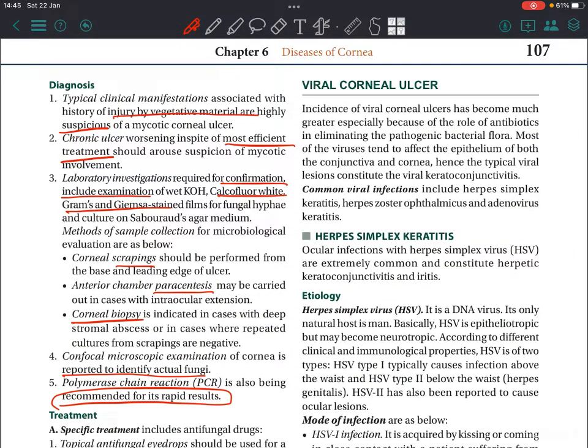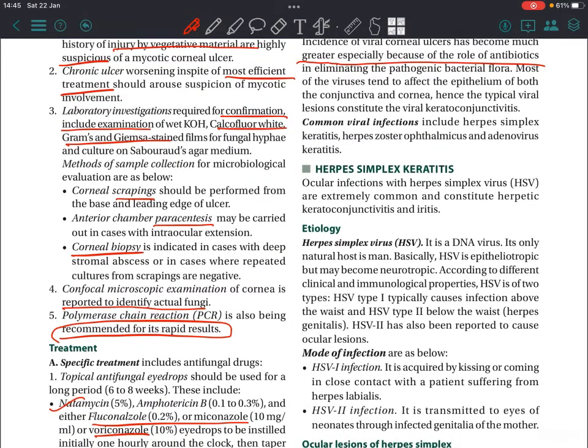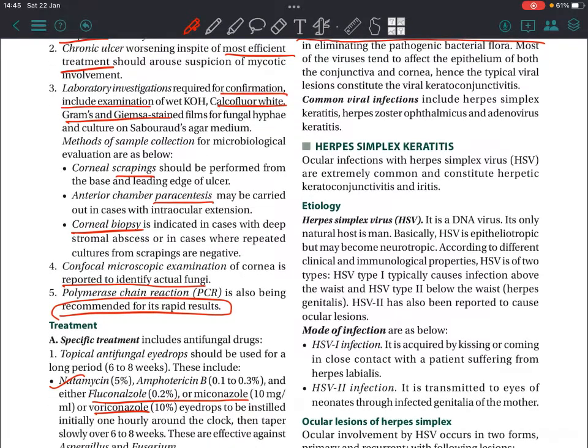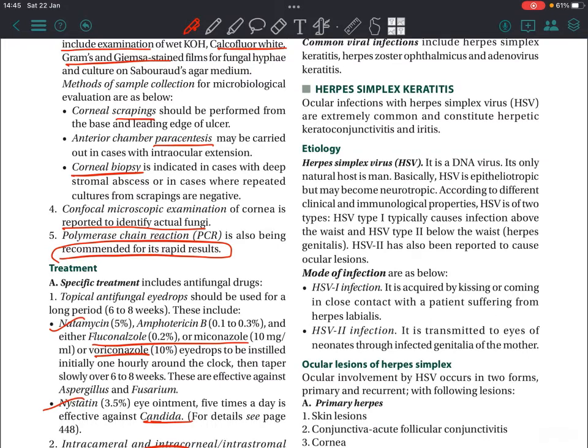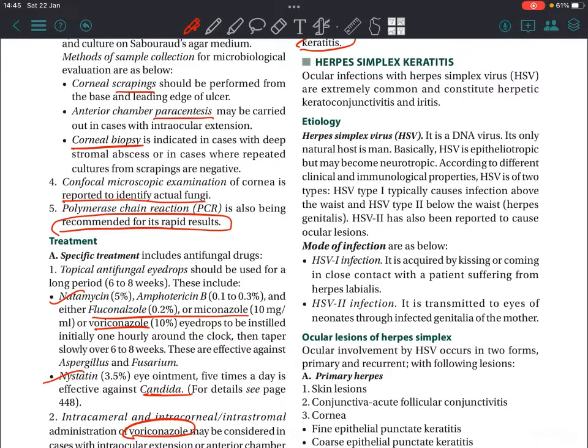Viral corneal ulcer: viral corneal infections have become much more common, especially because of the role of antibiotics in eliminating pathogenic bacterial flora. Most viruses tend to affect the epithelium of both conjunctiva and cornea, since the typical viral lesions constitute viral keratoconjunctivitis. Common viruses are herpes simplex, herpes zoster, adenovirus, etc. Herpes simplex keratitis.